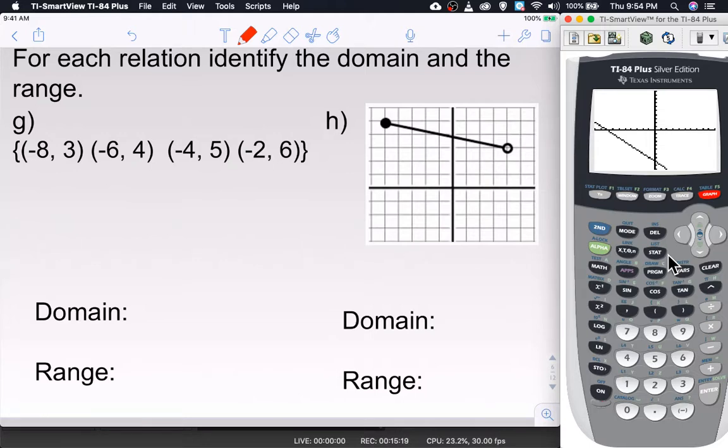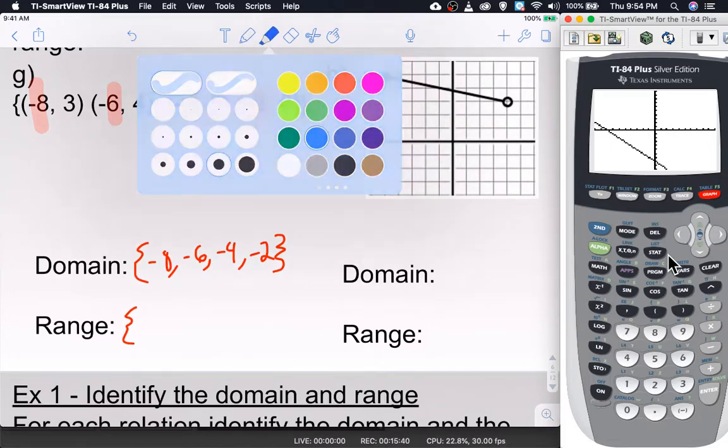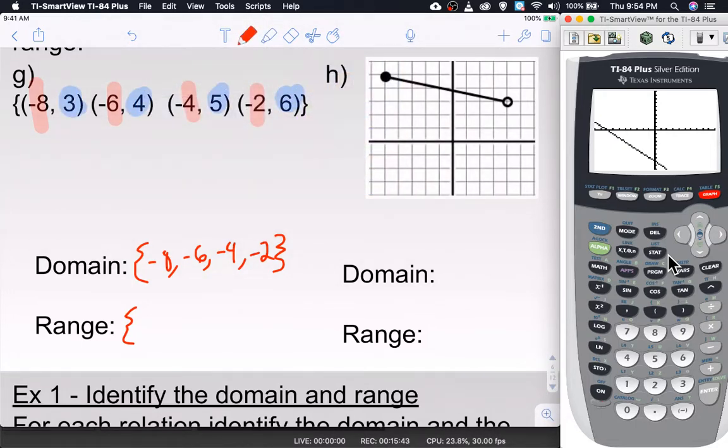All right, so letter G is just a few set of points, so the domain should be just boom, boom, boom, boom in order. -8, -6, -4, -2. Hey, it was already in order. Our range is going to be just the y values. 3, 4, 5, 6. Also already in order. And there we have it. So that one was fairly straightforward, fairly easy. Just the given x values are our domain. The given y values were the range.